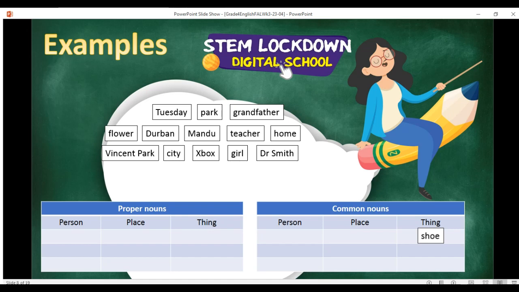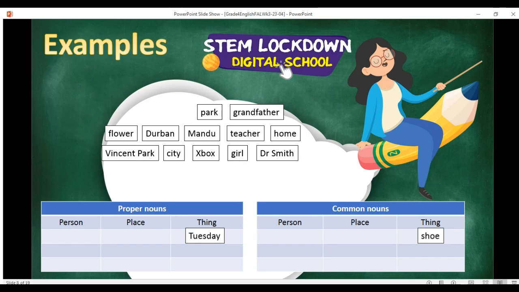Now my next one I've got is Tuesday. So this is an easy one. So I know Tuesday has a capital letter. So it's definitely going to be a proper noun. But which row am I going to put it in? So Tuesday is not a person. It's not a place. But it's a day of the week. So it's a thing.